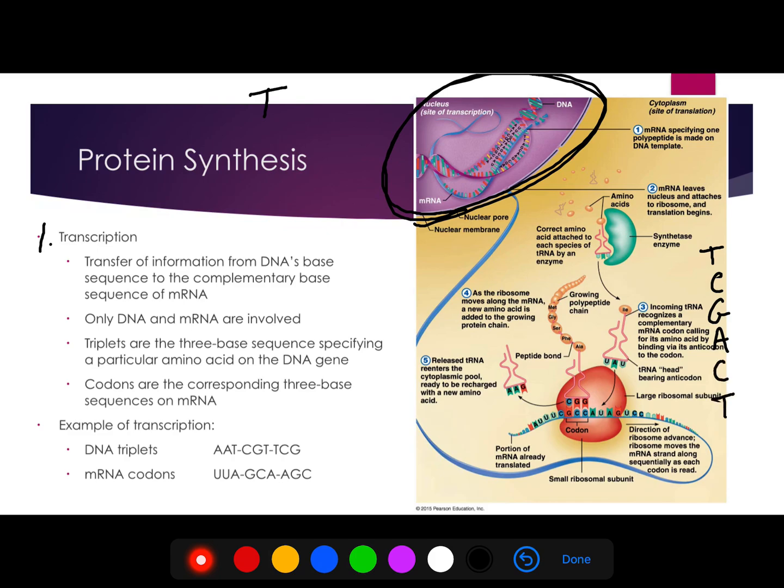Okay. So let's say we had a template strand that looks like this, right? TCGACT. This is our template strand, and we want to build mRNA from this, okay? Now remember, every 3 nucleotides, when you're looking at DNA, is called a triplet.